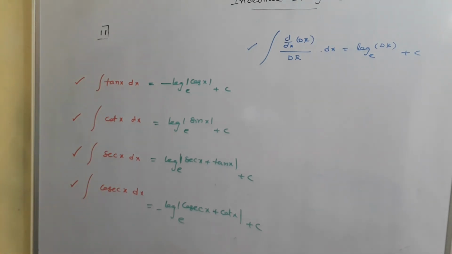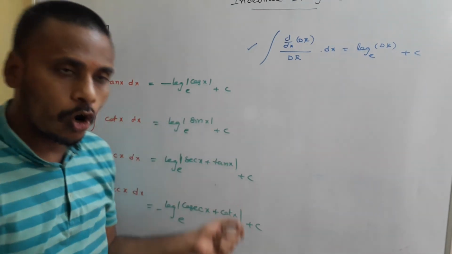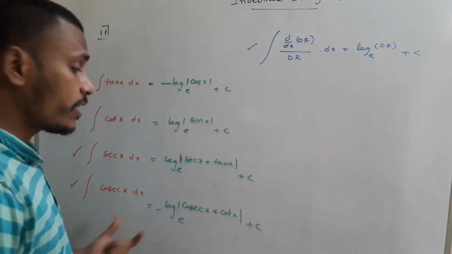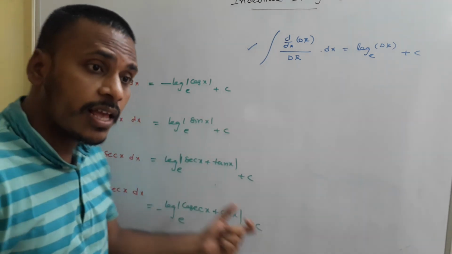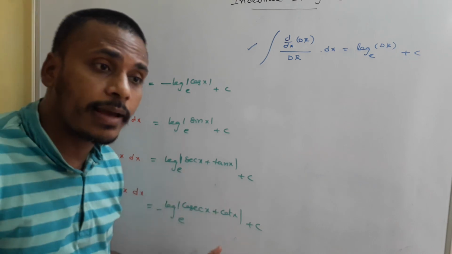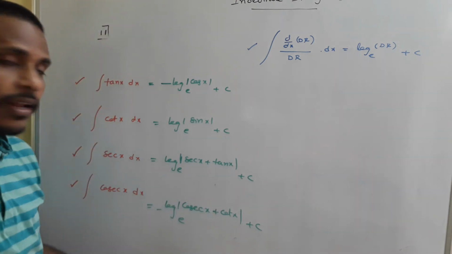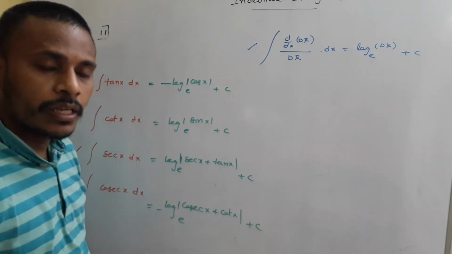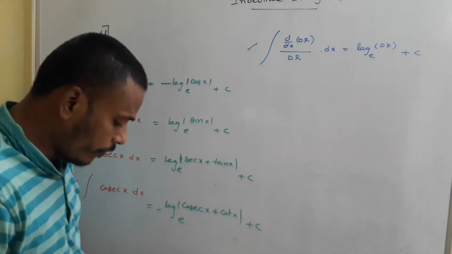So finally we have integral of tan x as minus log cos x, integral of cot x as log mod sin x, integral of secant x as log secant x plus tan x, as well as integral of cosecant x as minus log cosecant x plus cot x base e plus c. Now when you think about these two, there is a chance for further simplification.